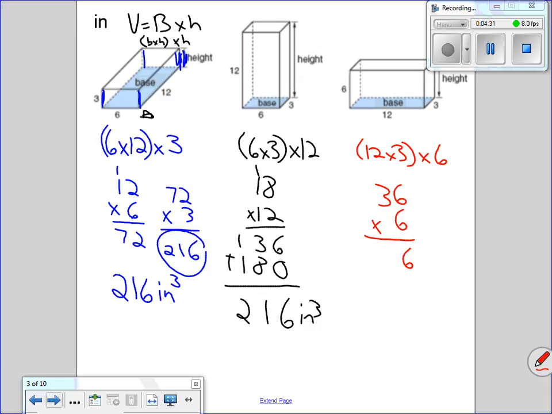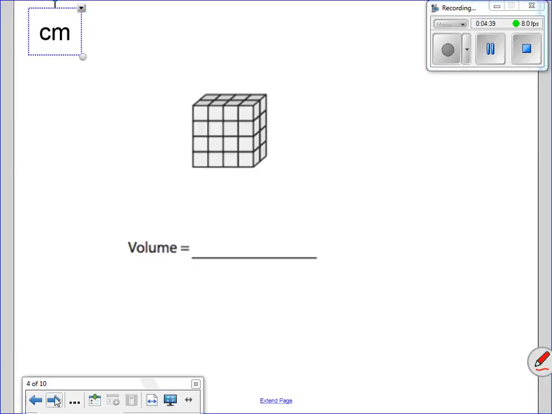6 times 6 is 36. 6 times 3 is 18, plus 3 is 216 inches cubed. Let's take a look at some more problems here. All right, we've got a rectangular prism here. Now you can't see the base, right? The base is on the bottom here.